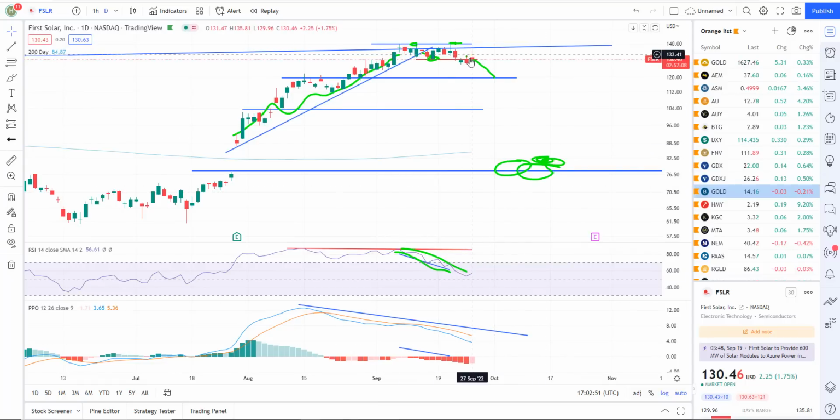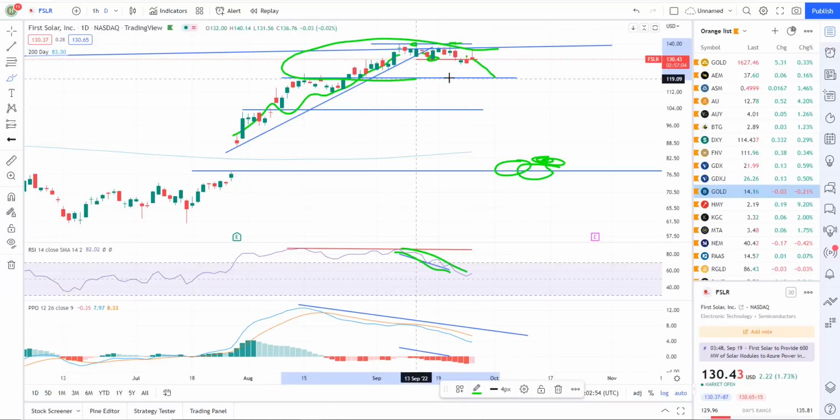And this is likely going to make a big red candle. It's going to probably take out a big chunk of these candles in a single day. That's kind of how I think it's going to play out. So I'm sticking with it.